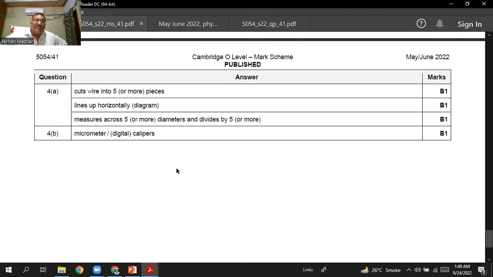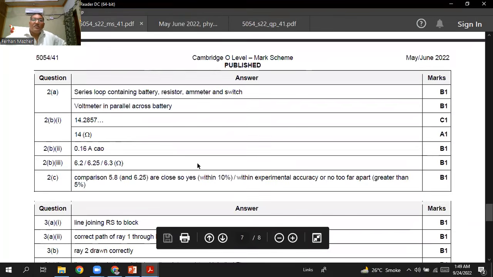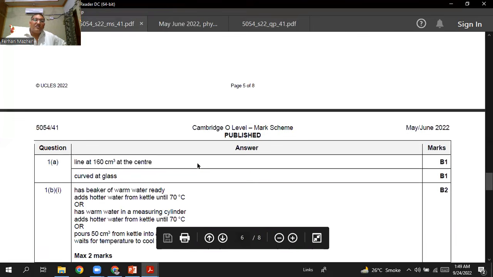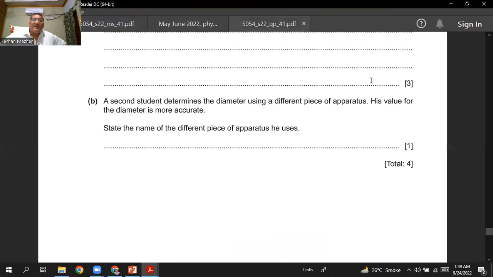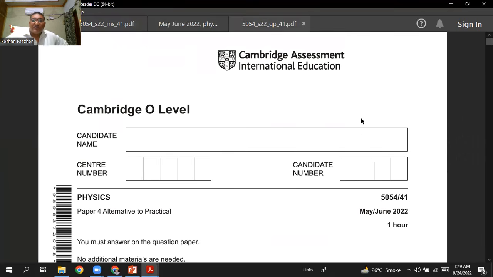So my dear students, this paper is completed. It's over, it's finished. Today we have done the May-June 2022 4-1 paper, which is paper 4, alternative to practical. I have tried my best to explain how to write the answers. I hope you have understood the procedures and the answers.